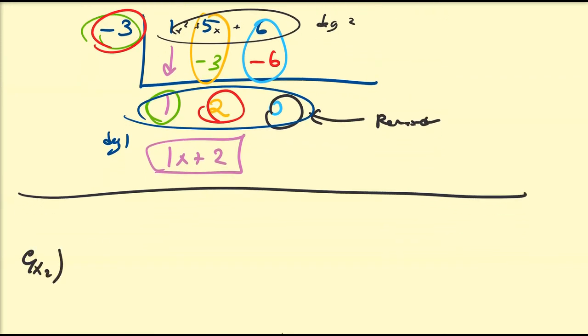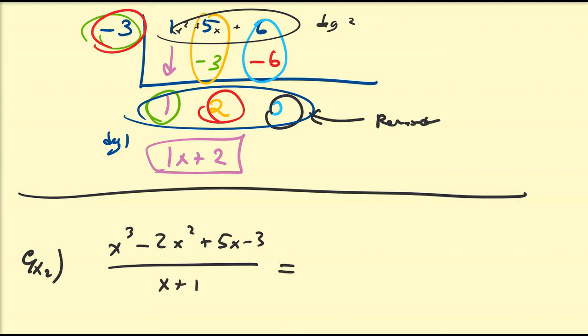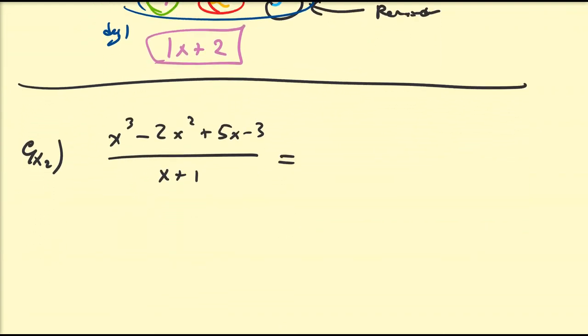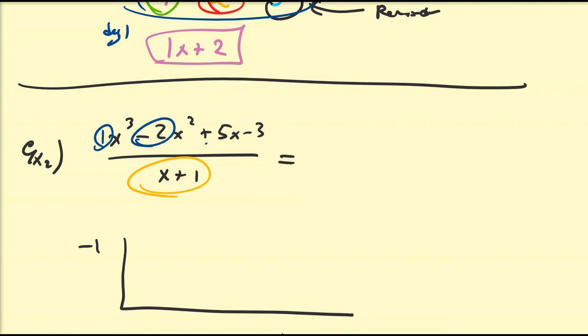So example 2. Suppose we have x cubed minus 2x squared plus 5x minus 3, all divided by x plus 1. Alright, so what I'm going to do, since I'm dividing by x plus 1, I'm going to put a negative 1 outside of my box, and then I'm going to grab my coefficients 1, minus 2, 5, minus 3, and put them in the top row of my little box.